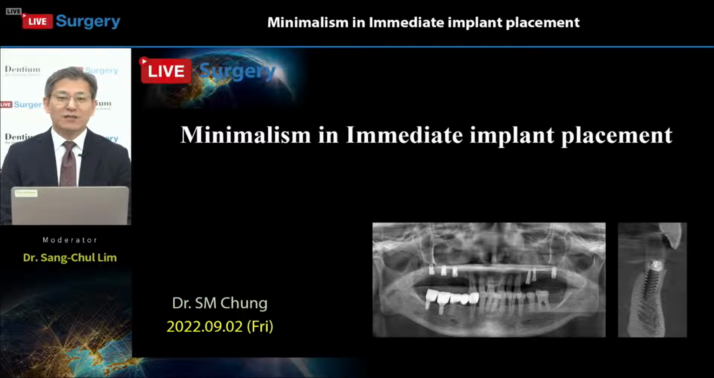Today's topic is minimalism concept applied on immediate implantation. I expect that this procedure will be of great help in your clinical practice. Thank you. Okay, let's take a look at today's case.